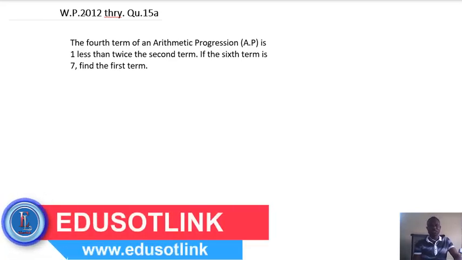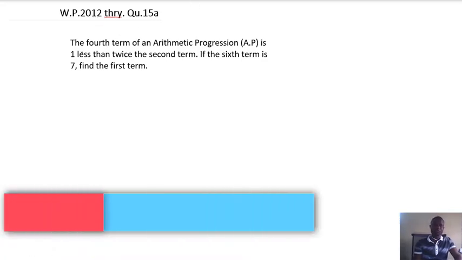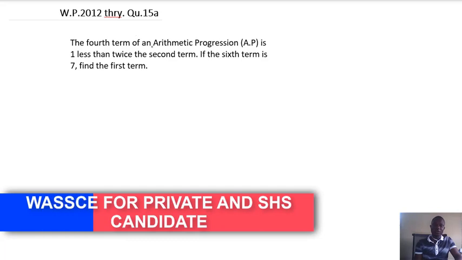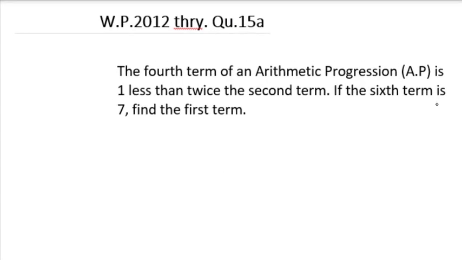Today we are going to do WASSCE Private 2012 theory question number 15A. The question is, the fourth term of an arithmetic progression, AP, is 1 less than twice the second term. If the sixth term is 7, find the first term.